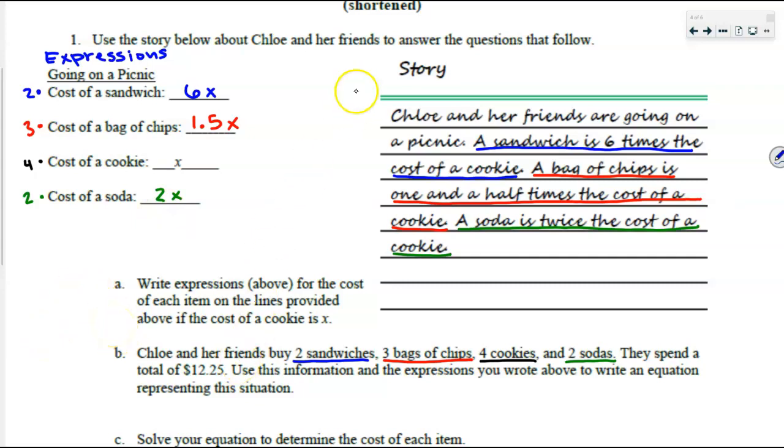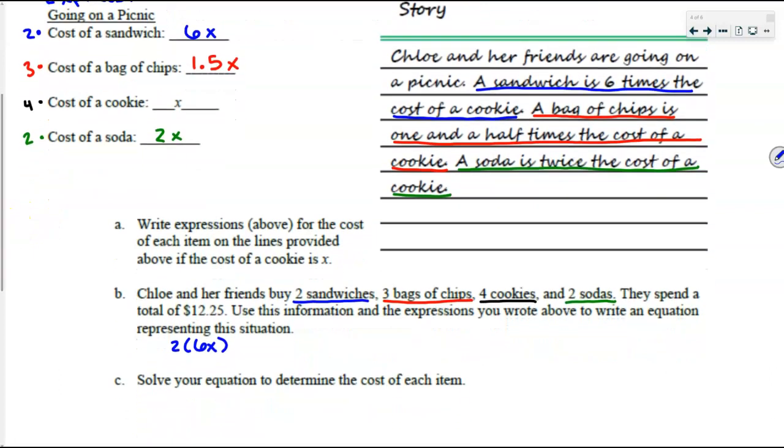They didn't just buy 2 sandwiches. It was 2 groups of the 6X, because that's a sandwich. And they also bought 3 of the 1.5X's. That represents the cookies. But how am I going to connect these? I'm not even done, but how am I going to connect these? I'm going to multiply, add, subtract, divide. What am I going to do here, Ivan?